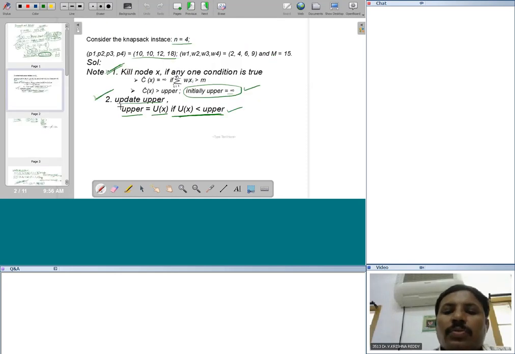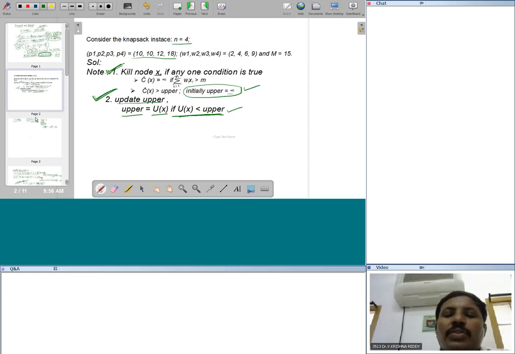So as per the procedure, the second point is implemented. At every step we implement these two points. After generating every node, first you cross-check whether update upper is possible or not. If update upper is possible, then after that you check whether that particular node can be killed or not. Okay, is a particular node x killed or not? Here two conditions are there.